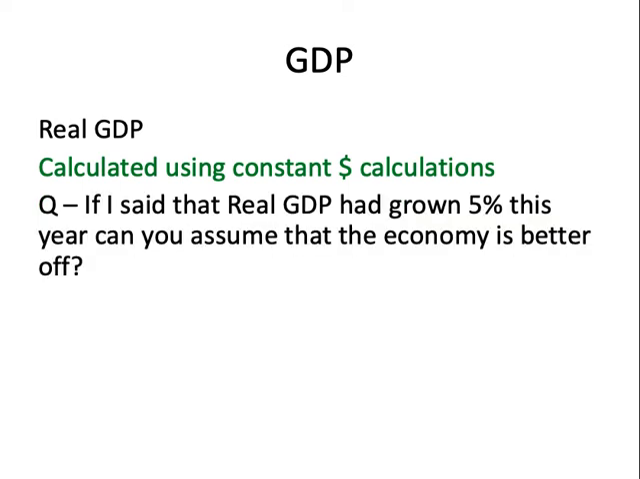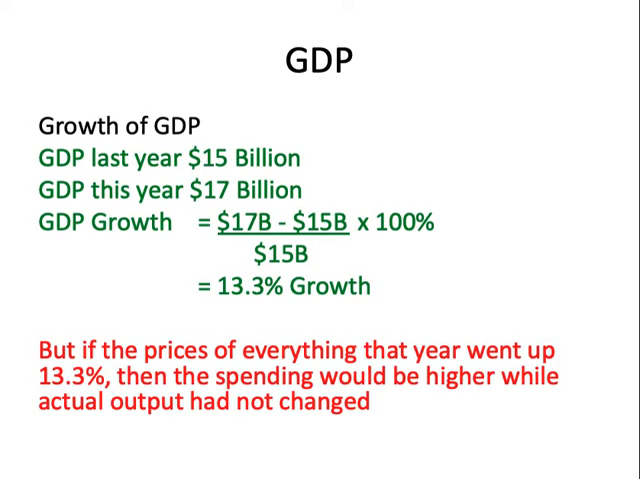actually changed. And so if I say real GDP had grown by 5% this year, that's a better statement versus just saying GDP or even saying nominal GDP. Nominal GDP would just be that straight 13.3% growth rate, or that 17 to 15 billion. That's nominal GDP. That does not remove the price change, and we need to remove the price change to ensure that we are getting an accurate view on whether our economy actually grew or shrank or changed.